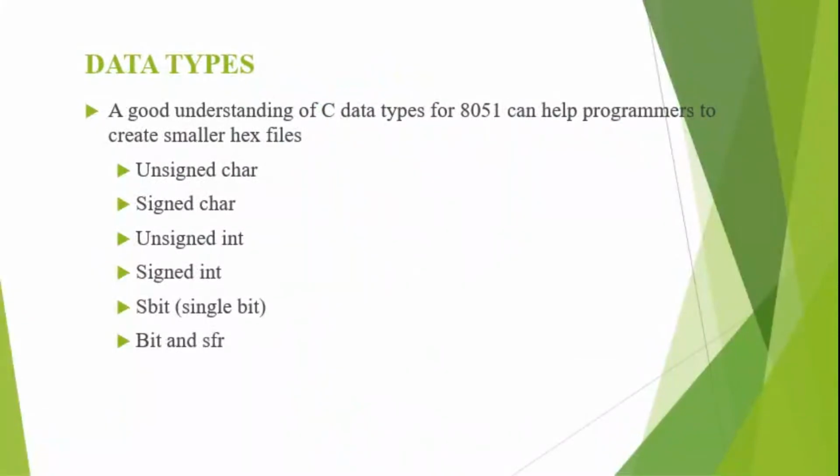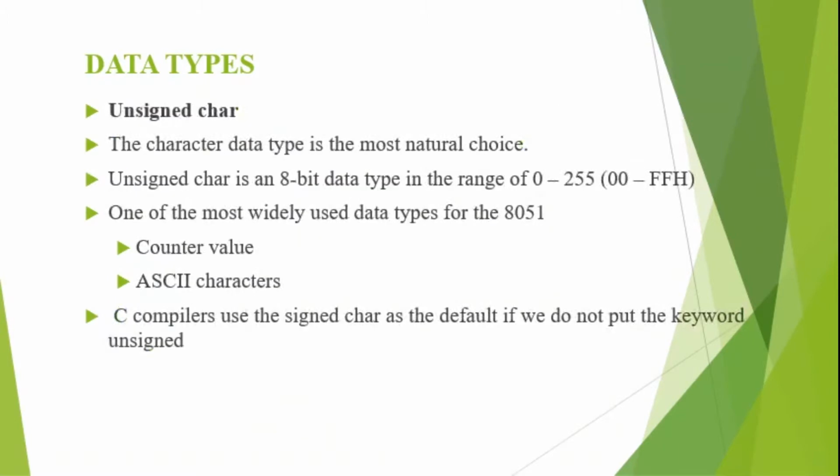Next is data types. A good understanding of the C data types for 8051 can help the programmers to create smaller hex files. So we have the different data types, that is unsigned char, unsigned int, signed int, sbit, that is single bit, bit, and SFR. So let us see the different data types.